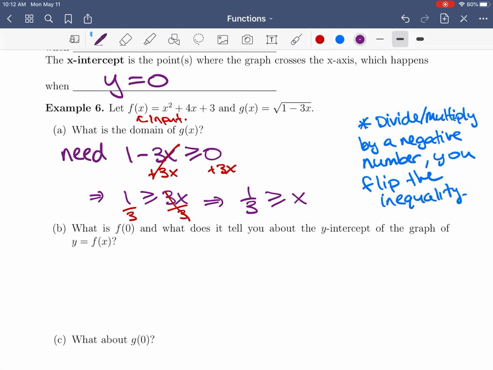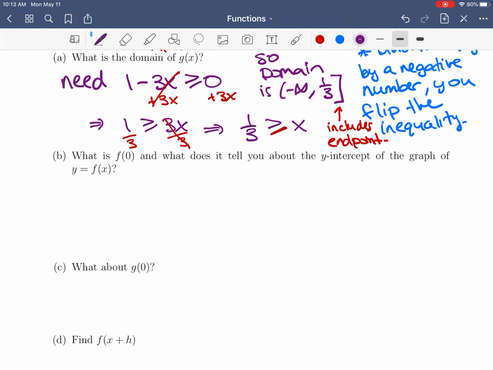So this means that the domain in interval notation is from negative infinity all the way to 1/3, and then I want to use a square bracket because x could be equal to 1/3. So this bracket includes the endpoint, because I have the equals there.